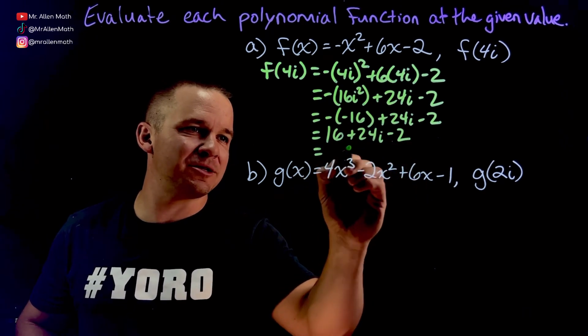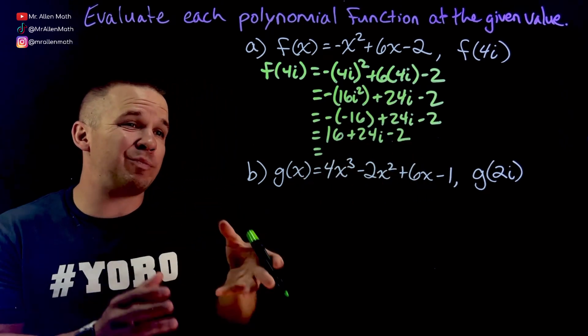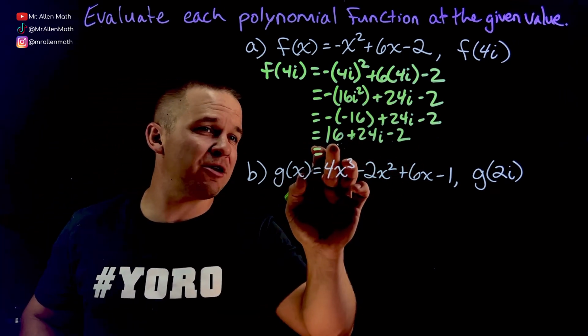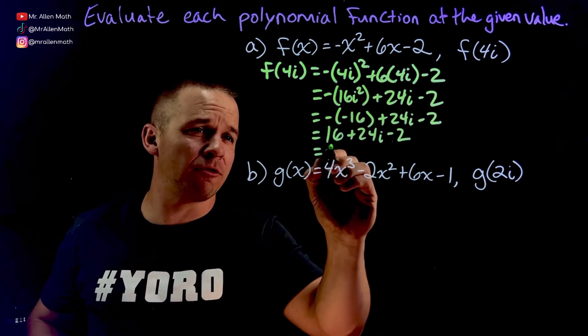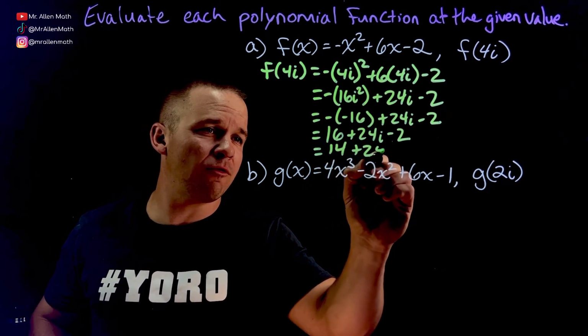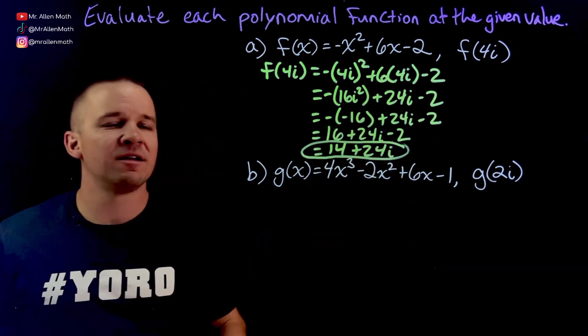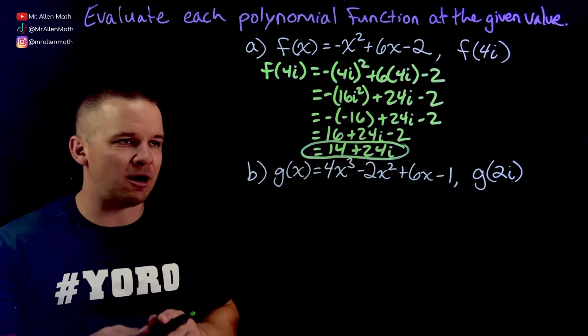For my final answer, I have to write it in a plus bi form. So 16 minus 2, that's going to be 14 plus 24i. There it is. Wonderfully evaluated. All right, awesome.